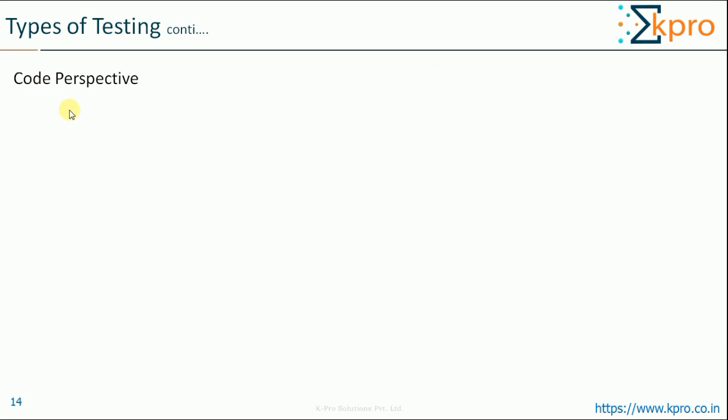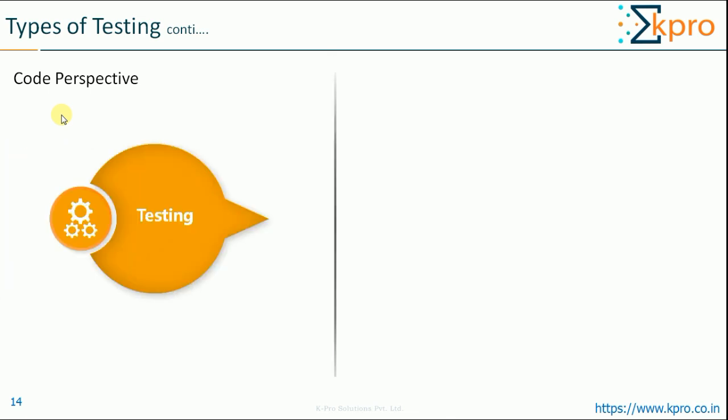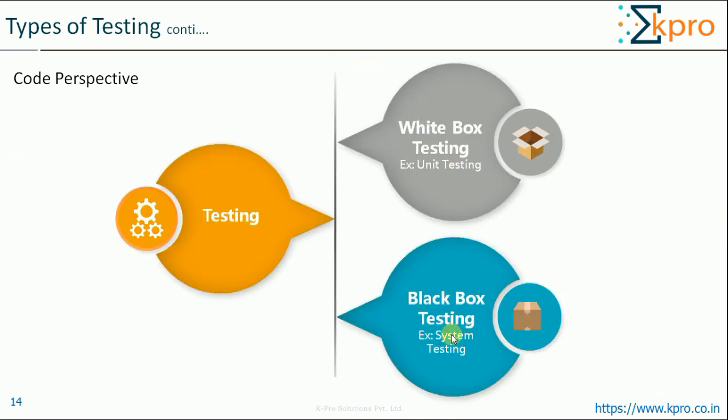Testing can again be classified into two types depending on code. One is white box testing and the other is black box testing. In white box testing, testing is carried out with the knowledge of code. Hence, the resource who is going to do this kind of testing should have the skills to understand the code. Generally, this kind of testing is performed by the developer. An example is unit testing. On the other hand, black box testing is carried out without knowing what the code is actually doing. In this case, the resource follows the requirement to understand how the output should be. For example, system testing.